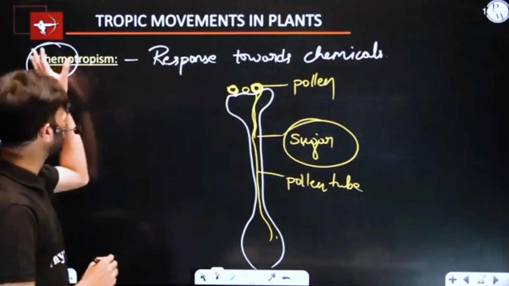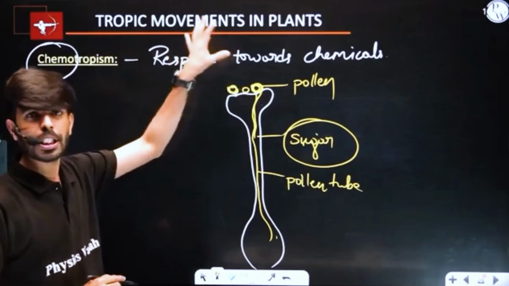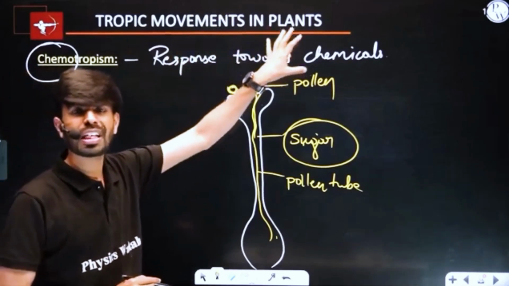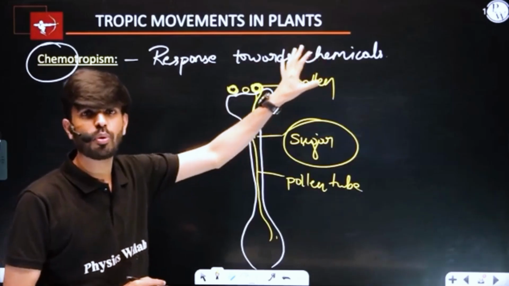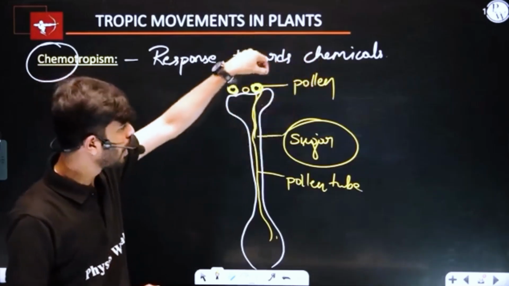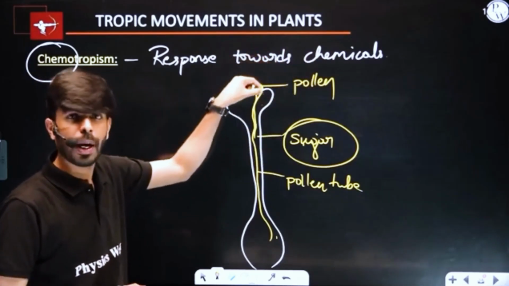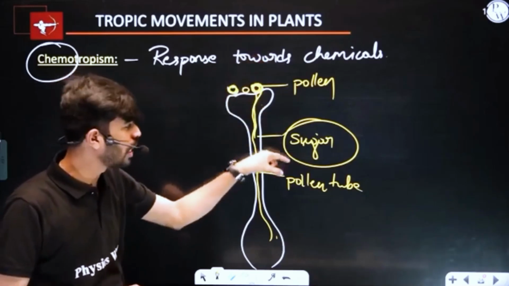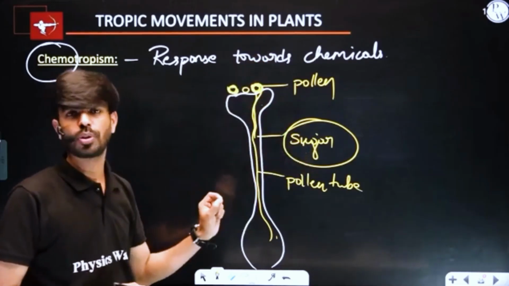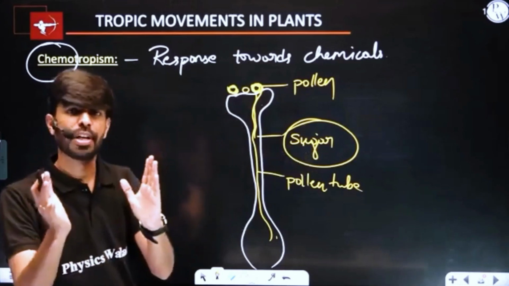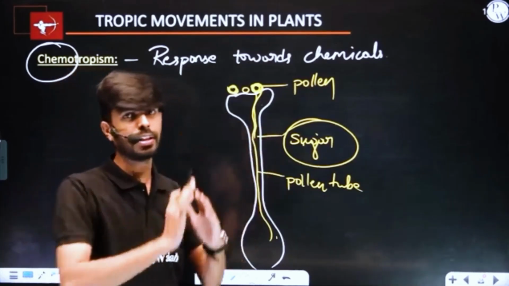So you can say chemotropism, in the sense, is the response of plant parts towards the chemicals. Example: germination of pollen grain over the stigma. Here pollen grains show the response by growing the pollen tube towards the chemical called sugar. It grows towards the sugar. This is called chemotropism. Response towards the chemical. Understood?